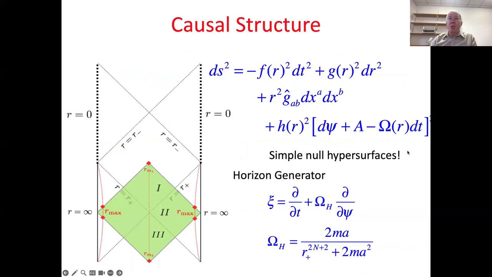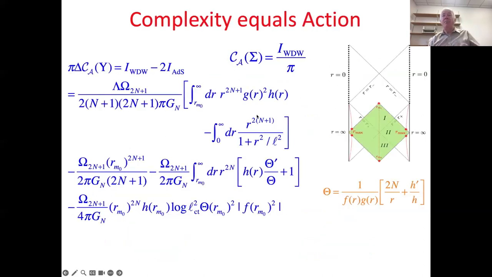So what we were able to do, in a very long calculation, is look at the action on a Wheeler-DeWitt patch, because it has this same kind of structure. The null hypersurfaces become quite simple. The angular velocity at the horizon becomes quite simple. The generator of the horizon becomes quite simple in relative terms. That being said, it was still one of the more complicated calculations I've been involved with in my career.